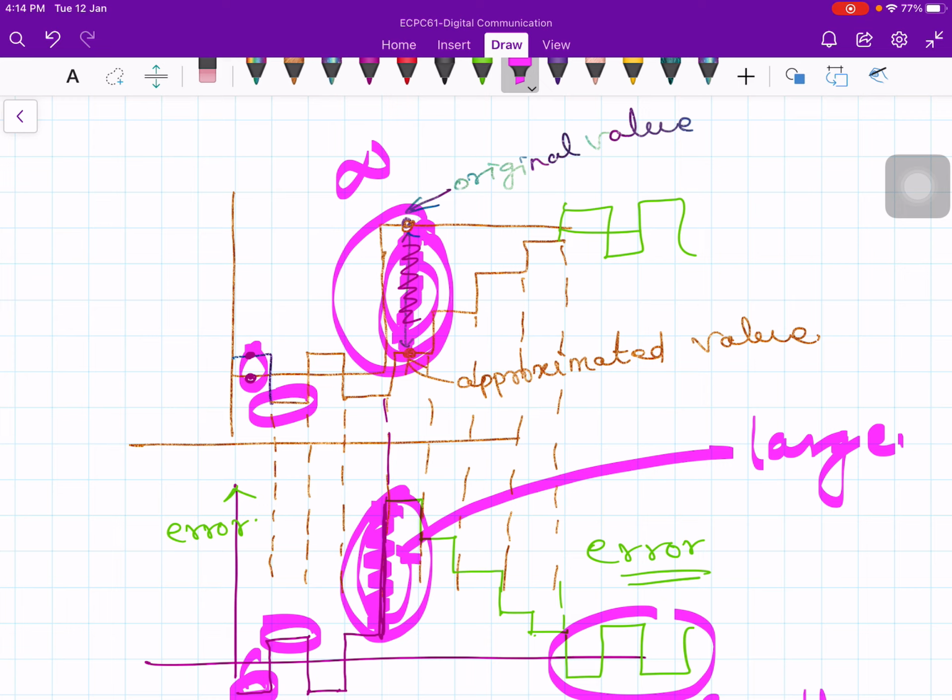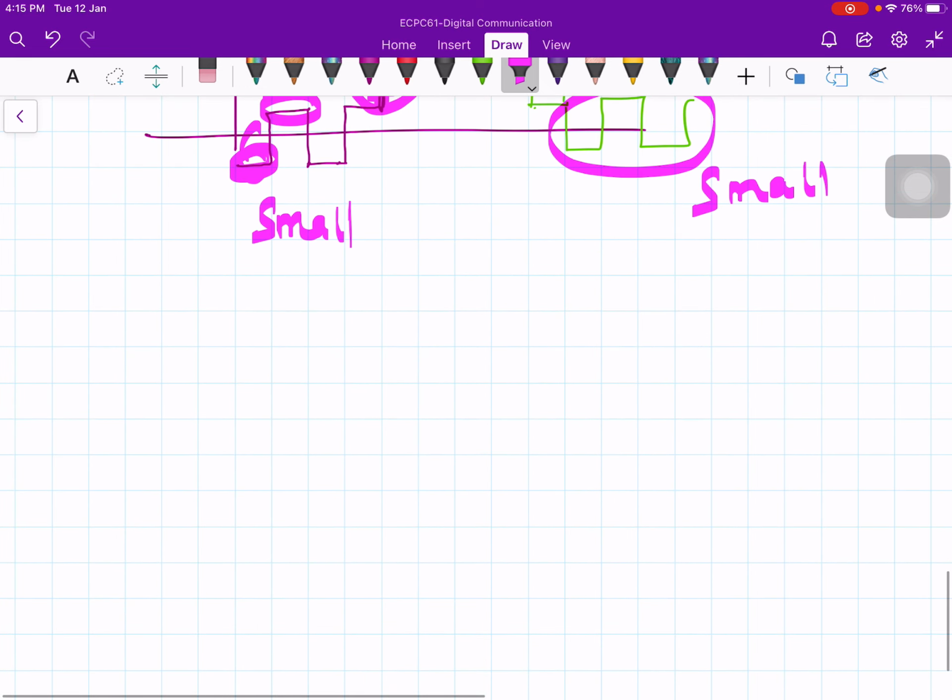So you can see that the duration of the error due to this slope overload obviously will depend on these two parameters, step size and the sampling interval. There are two ways to reduce this. Either you increase the step size, or you increase the sampling rate. That means decrease the sampling interval. So you can overcome this problem.